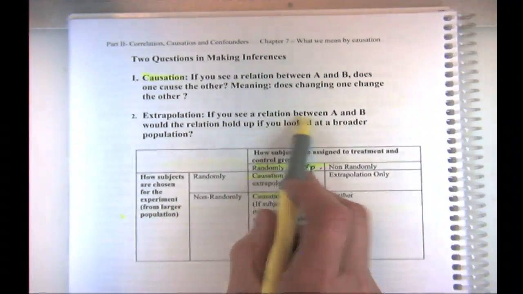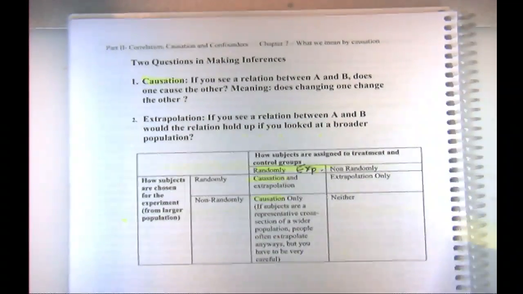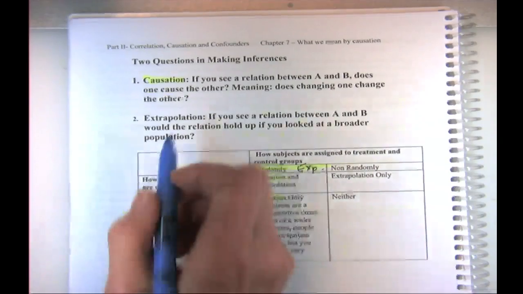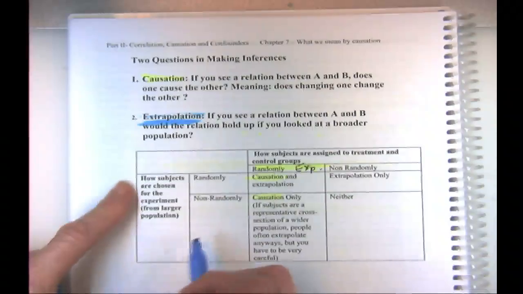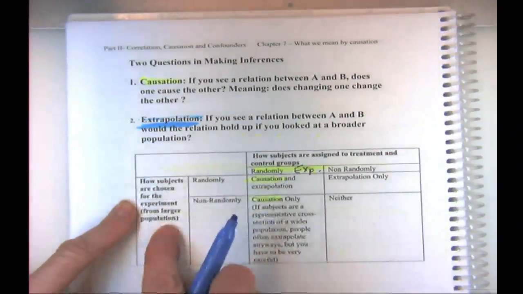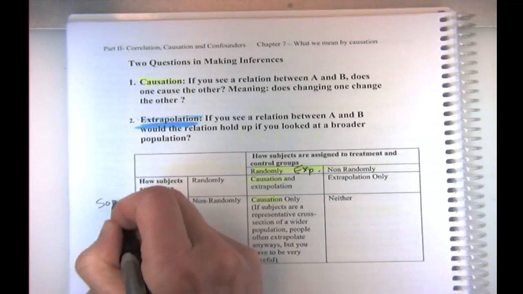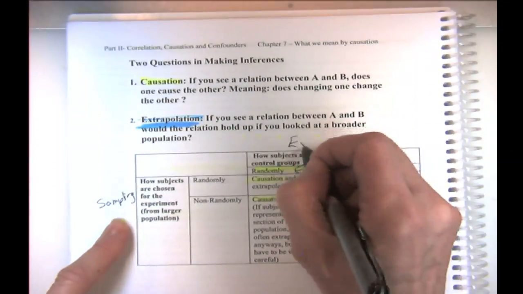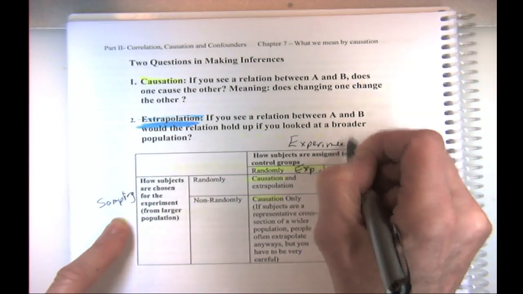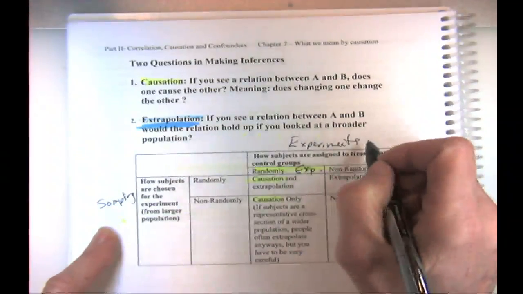So if you see a relationship between A and B, would the relationship hold up if you looked at a broader population? So that's another type of statistical inference. We do both of these, right? And that is how the subjects were chosen. This is sampling. So this is sampling issues. And these are experiments, or observational studies.